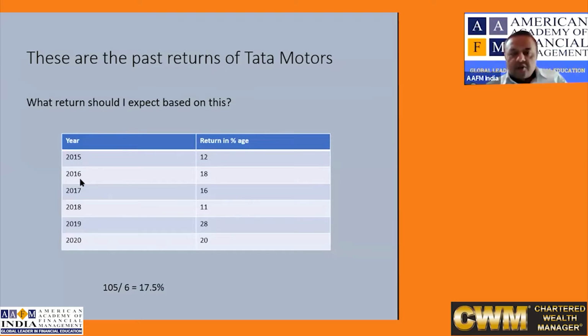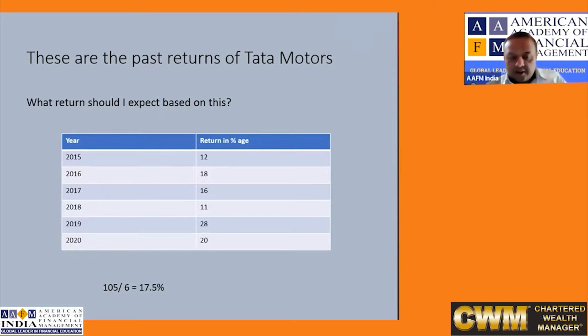Now, these are the returns of Tata Motors for these many years. What is the return I should expect? Average. So I add all of them and find out their arithmetic average, which is 17.5%. Right? And what is the risk?